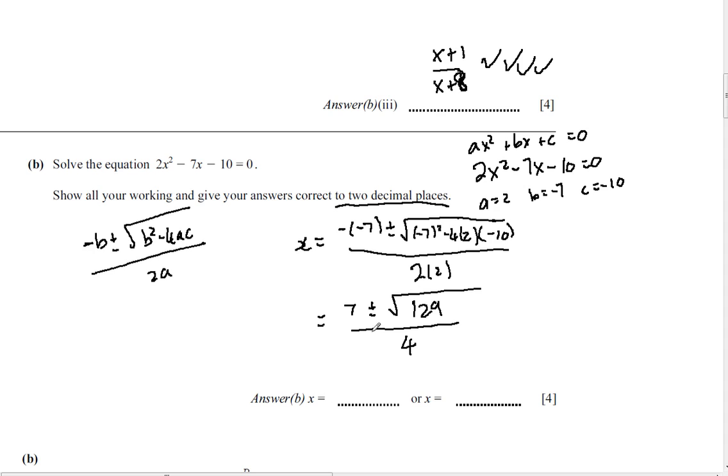So we're going to have two values for x. First value is going to be for the plus, and the second value is going to be the minus. So we say 7 plus the square root of 129 over 4. It's going to be one solution, so 7 plus the square root of 129 divided by 4 is 4.59. And the second value is going to be with the minus, so 7 minus the square root of 129 over 4. That's going to give us a negative 1.09.